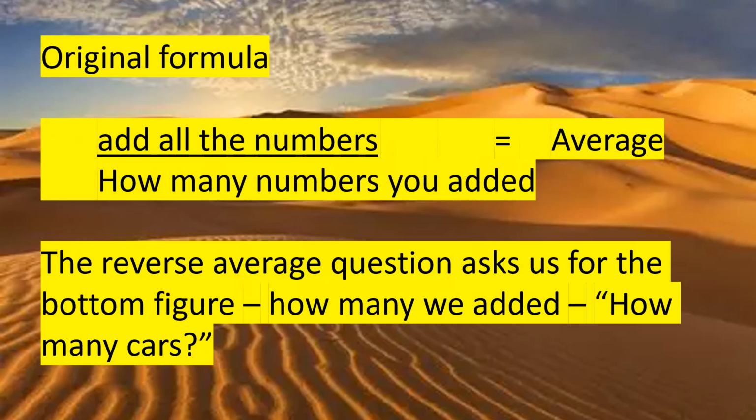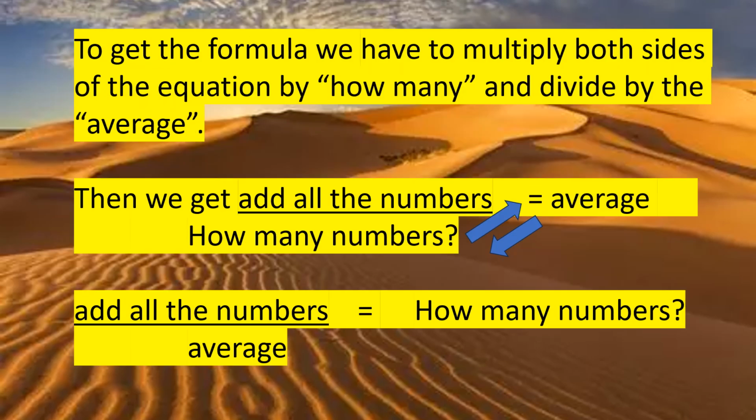Okay, so back to the original formula. Add all the numbers, divide it by how many numbers you added, and that gives you the average. The reverse average question asks us for the bottom figure. How many we added? How many cars? To get the formula, we have to multiply both sides of the equation by how many and divide by the average. So it becomes add all the numbers divided by the average, and that will tell us how many cars in this case.